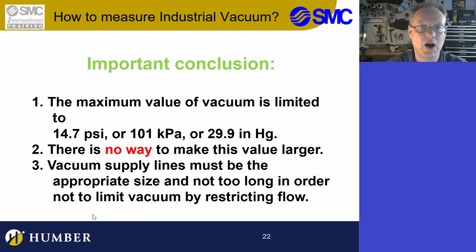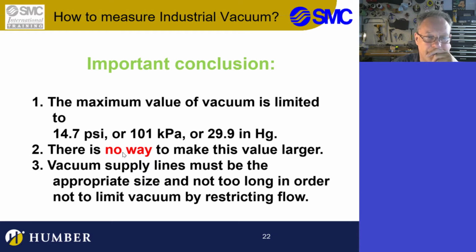Let's move forward. Okay, good. So this is cool. This is the conclusion here: 14 psi A, or 101 kilopascals, which is another way of measuring pressure, and also inches of mercury. So there's no way to make this vacuum any larger than that. A vacuum is the difference between the pressure outside a vessel and inside a vessel. More specifically, the pressure inside a vessel is less than the atmospheric pressure, creating a differential, creating a force.